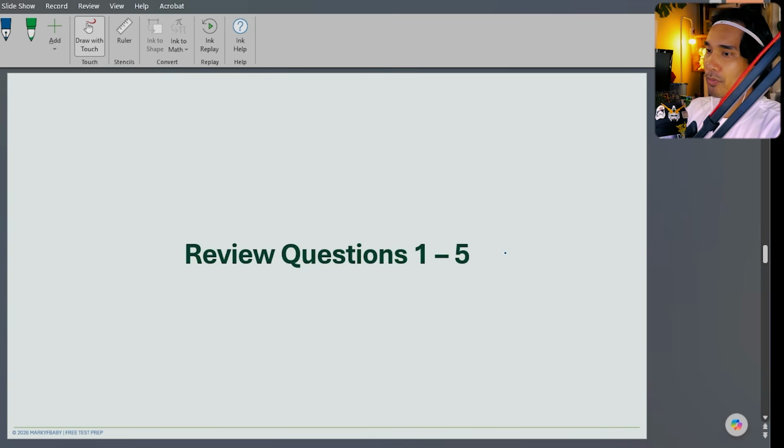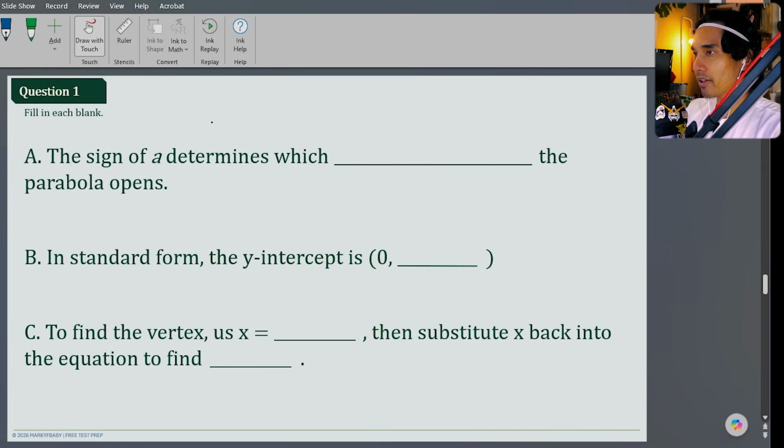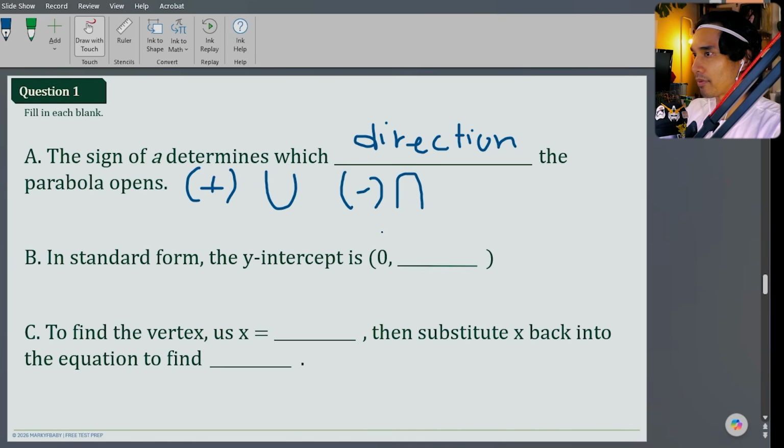All right, let's go ahead with question number 1. Fill in the blank. The sign of a determines which blank the parabola opens. And the answer here, if you did it correctly, is direction, folks. The sign of a determines which direction the parabola opens. If it's positive, it opens up. If it's negative, it opens down.